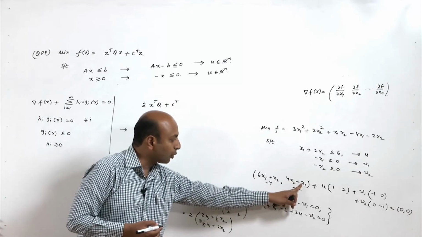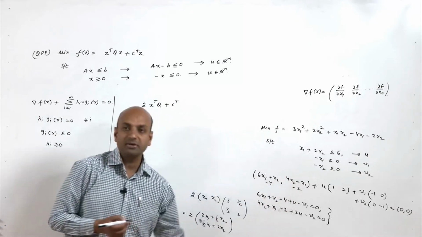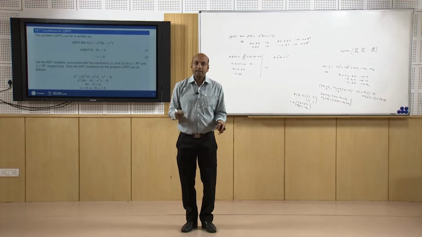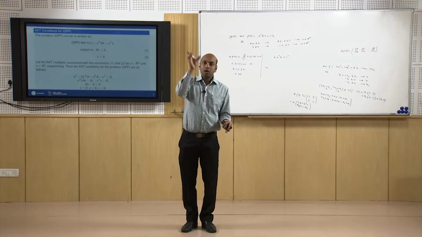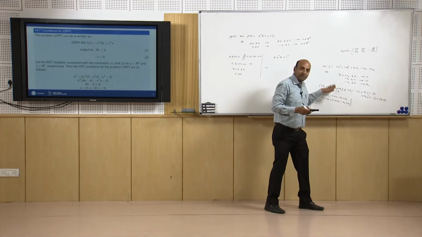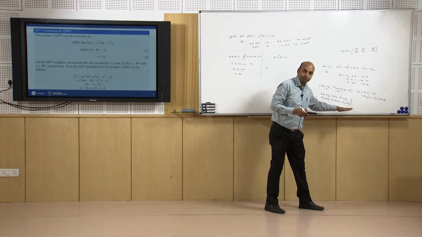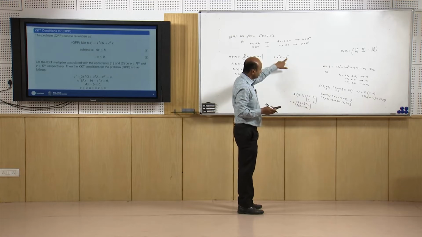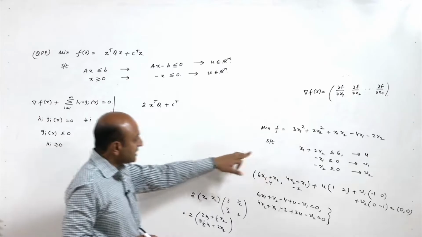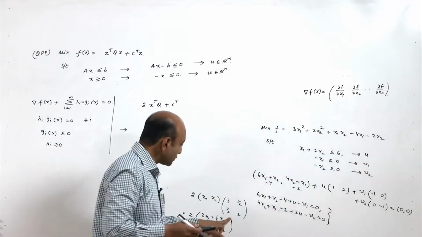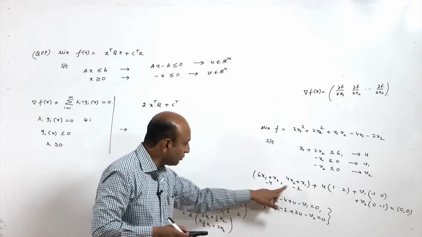You can write in row form or column form, it is up to us. We have to follow the same thing in the entire problem: either write the entire thing row-wise or the entire thing column-wise. So the first term is this term plus c transpose. What is c transpose here? Minus 4, minus 2. So when you add it here, it will be minus 4, minus 2.